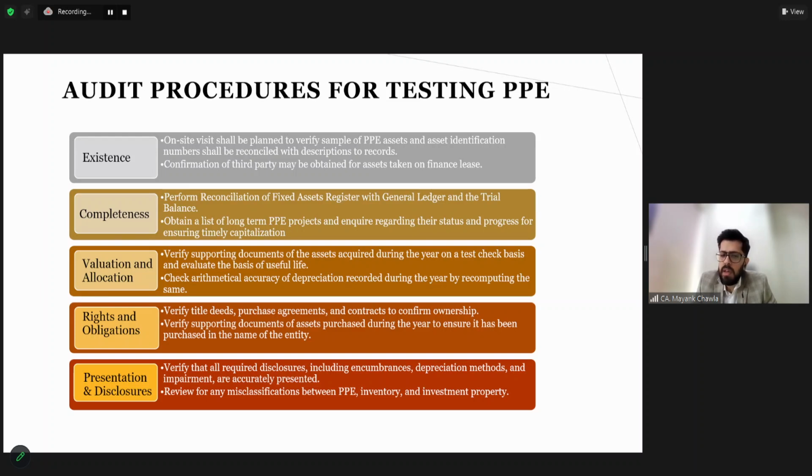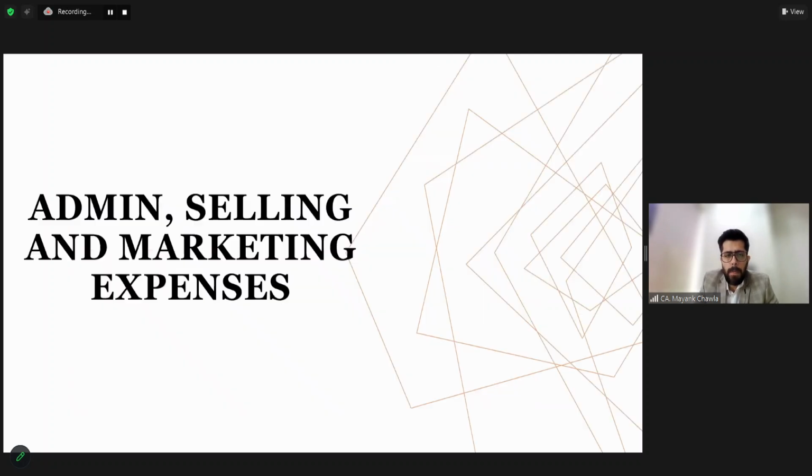For rights and obligations, again, if it is land, the title deeds and the agreements become very important. And for presentation and disclosure, extensive disclosures have been defined by the accounting standards, and it is important to disclose the encumbrances, depreciation methods, and the impairment. All these things are required to be disclosed properly. And misclassification, again, is a very key focus area between PPE, inventory and investment property.